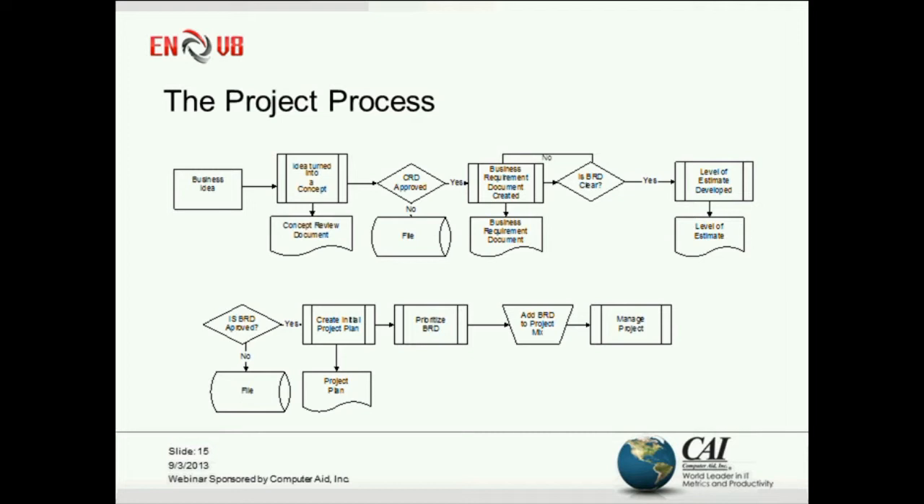So a conceptual review document that's approved gets turned into a business requirement document, and that is also reviewed. If it's clear you want a level of estimate, then once that's approved, you go on to create a project plan, you prioritize, and you add it to your project mix and then manage your project. That's a simple process which we're going to go through in a little more detail.